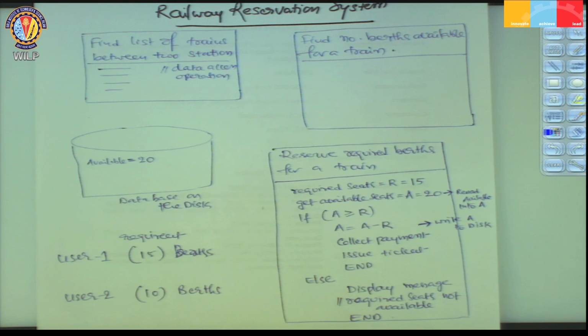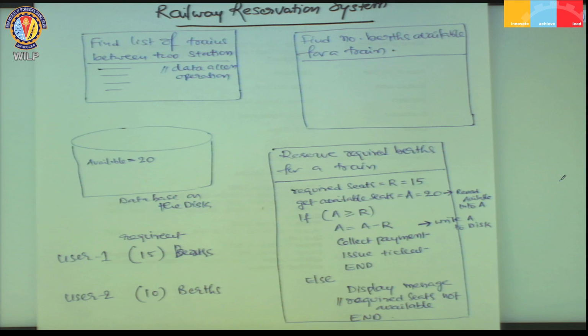For a better understanding of the concept of transaction, let us have a look at this example. We have a railway reservation system which is there to provide various kinds of functionalities to the end user. The first functionality could be to find a list of trains between two stations, and here data manipulation is not required, only data access from the database is required.